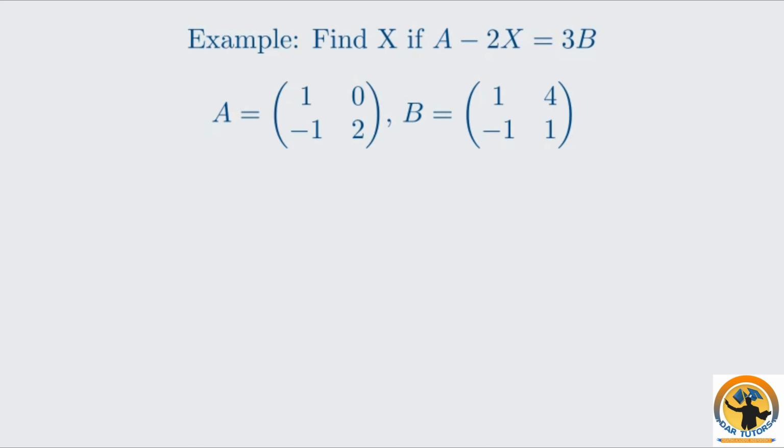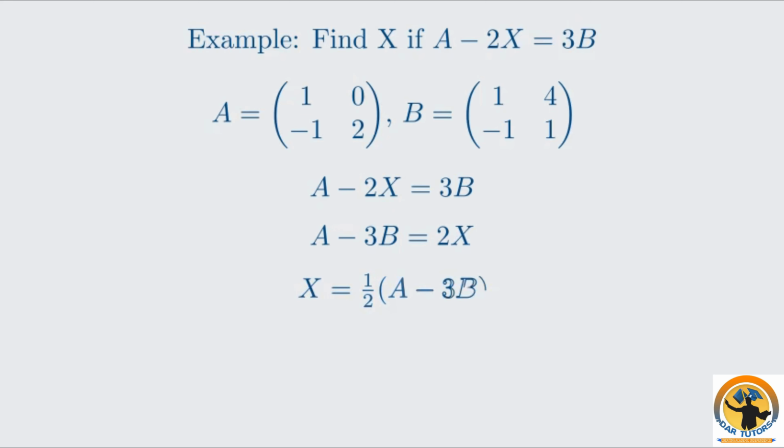First, we rearrange the equation. We add 2X to both sides and subtract 3B from both sides. This gives us A minus 3B equals 2X. Dividing both sides by 2 is the same as multiplying by the scalar 1/2, so X equals 1/2 times the quantity A minus 3B. Now we calculate the matrix expression.